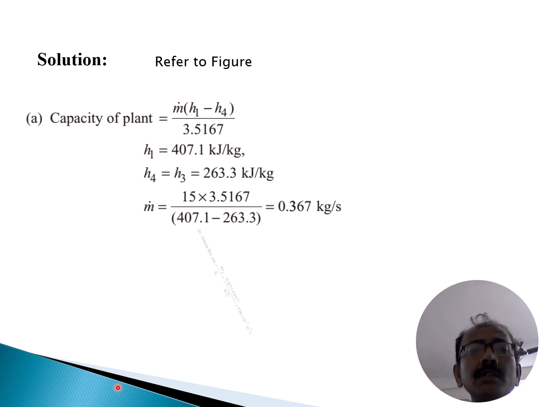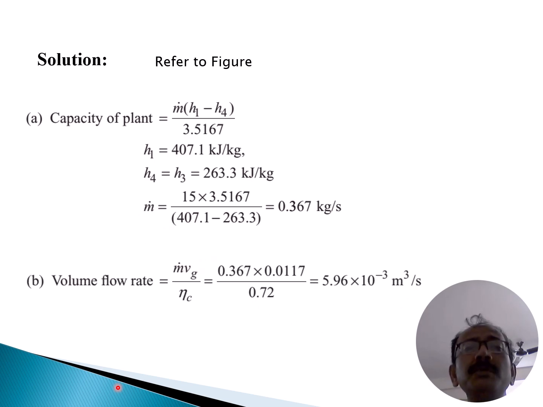So refer to the figure for the solution. And this is the capacity of the plant. The capacity of the plant is nothing but the mass flow rate into (H1 minus H4) divided by 3.517. We know the values of H1 and H4, so finally the m dot, that is the mass flow rate, can easily be calculated. The volume flow rate is m dot into Vg divided by the efficiency ηv. So we are getting this value.